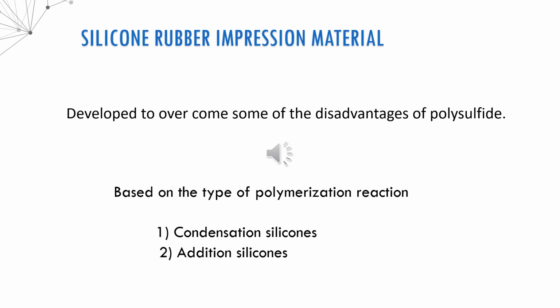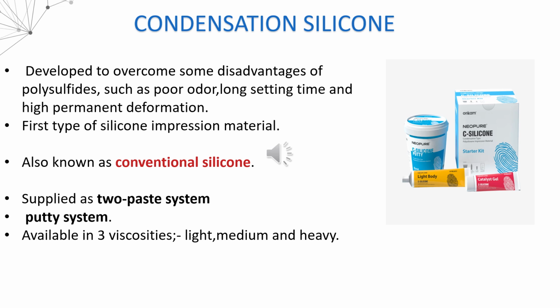These silicone or rubber-based impression materials were developed to overcome some of the disadvantages of the polysulfide, based on a polymerization reaction. They are of two types, that is condensation silicones and addition silicones. The condensation silicone is available in a two-phase system, that is the putty system. This was developed to overcome some of the disadvantages of the polysulfide, that is the poor odor, long setting time, and high permanent deformation.